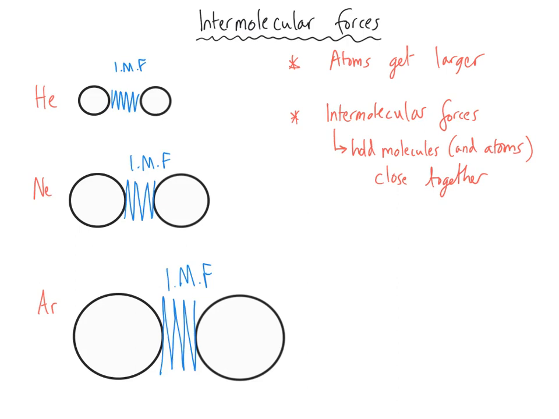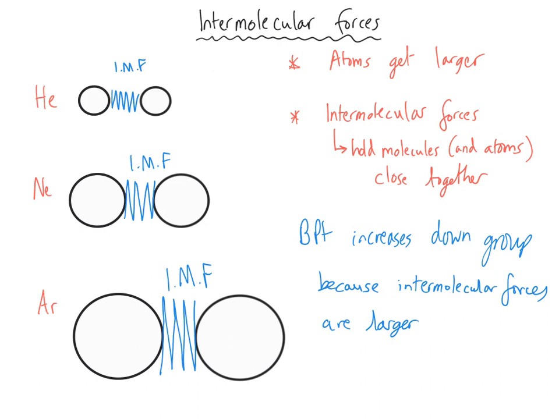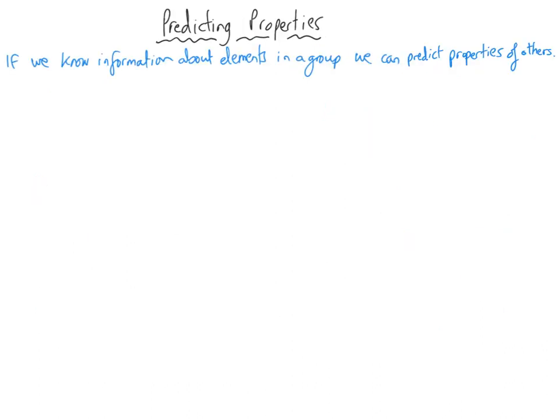And so boiling point increases down a group because the intermolecular forces are larger, and this is because the atoms are larger. And that pattern is something that you could expect to continue as we go down the group, and it does.